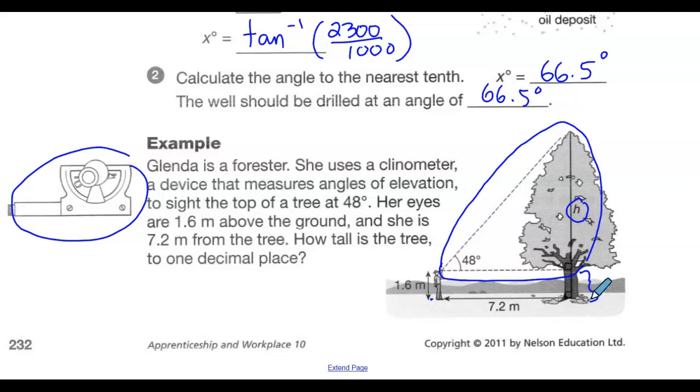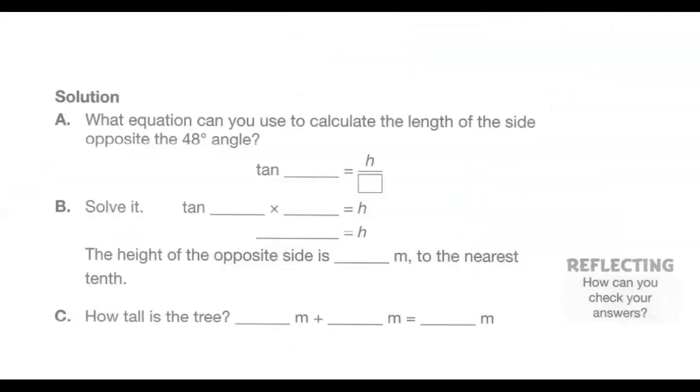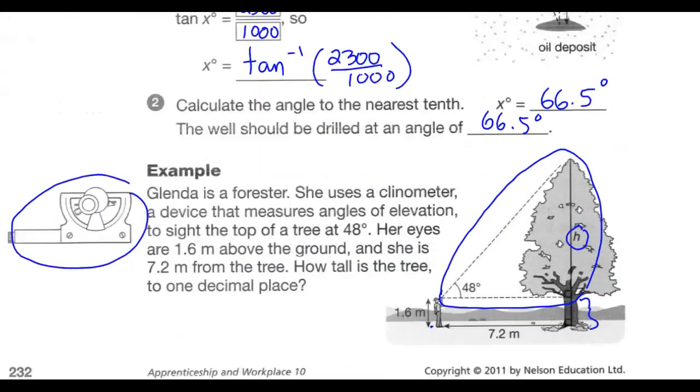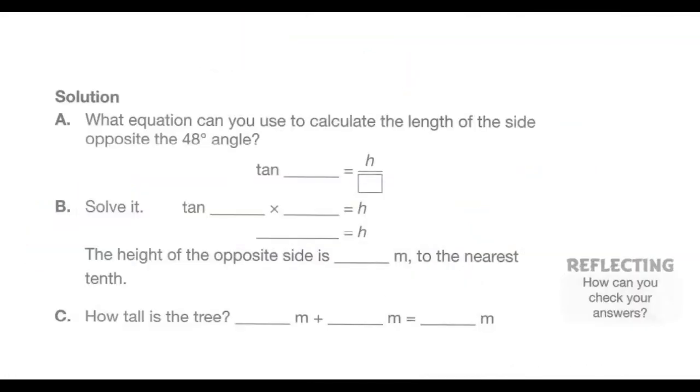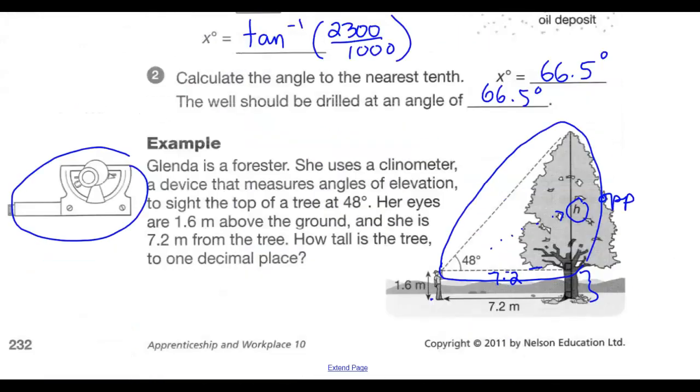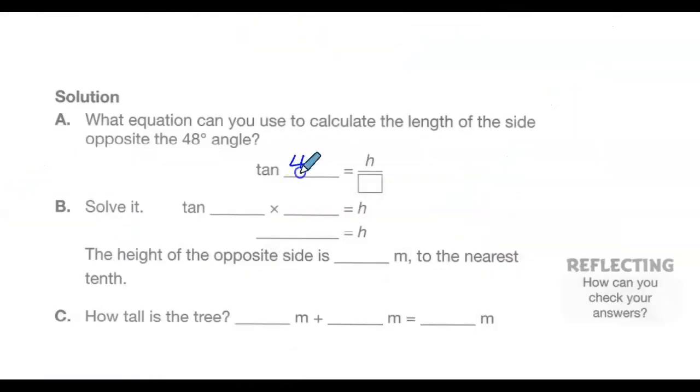Okay, so I think there's space on the next page. And so it says, what equation can you use to calculate the length of the side opposite 48? So it does give you a hint that it's tan, but let's check it out. So opposite is here, and adjacent is here, which would be 7.2 as well. So yes, it is tan. We don't care about the hypotenuse. So tan, oh, I forgot the angle there. What was the angle? Tan of 48 was h over 7.2.